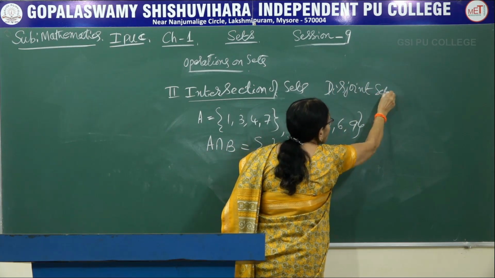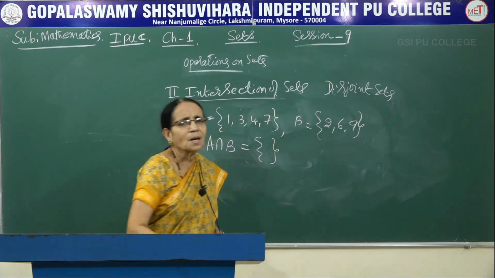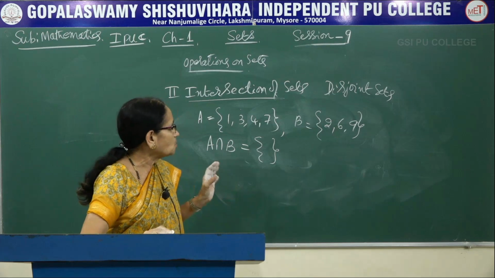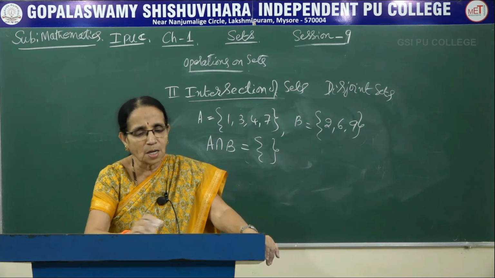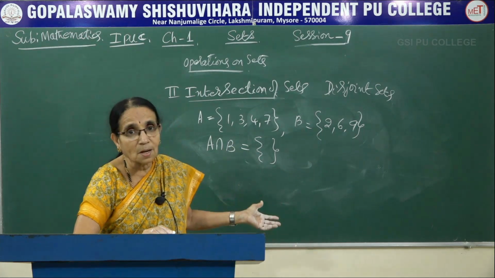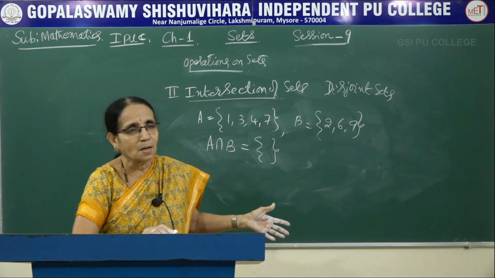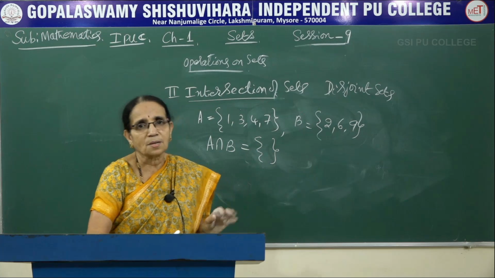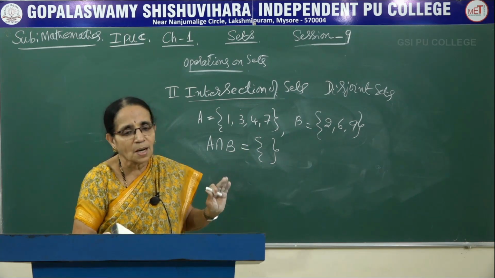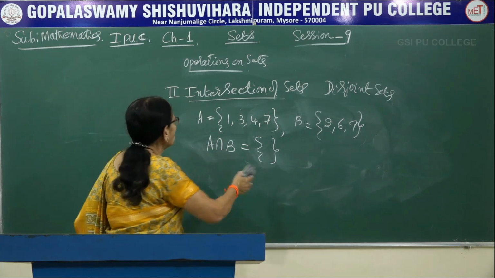We call them disjoint. Disjoint means they are not joined, they are not connected. That's the meaning of that one. So if the intersection of any two sets is a null set, it does not contain any element, then we call those sets disjoint sets. That means they do not have any common element. That is the meaning of that one.